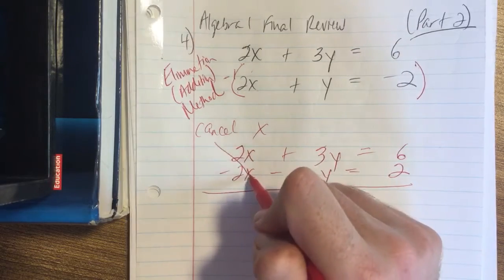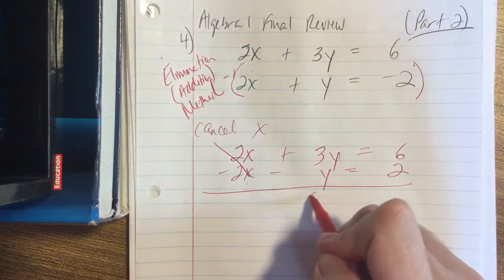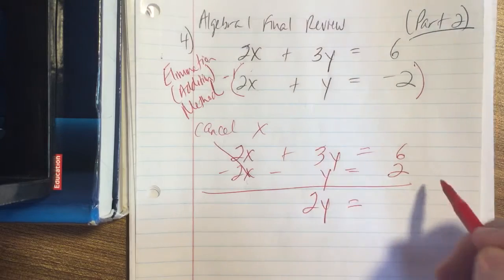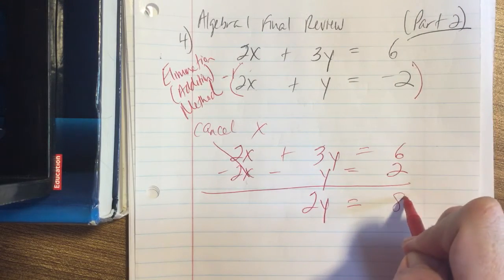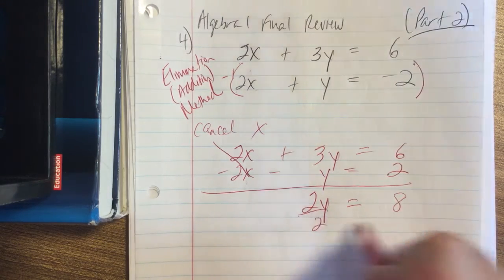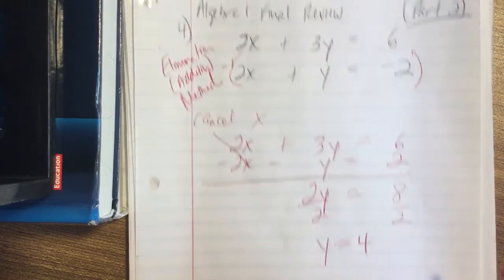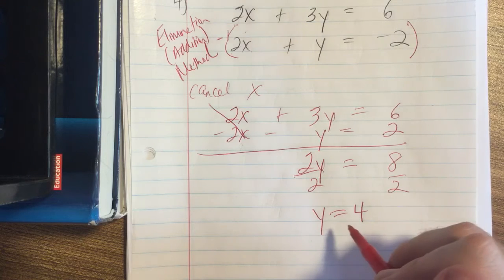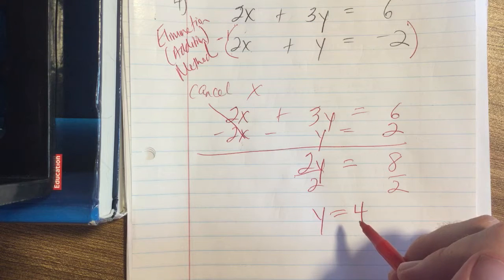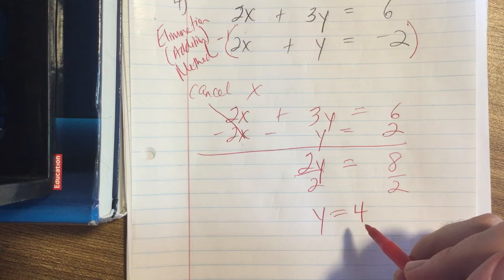2x minus 2x cancels out. 3y minus y is 2y. Equal sign comes down, add the 6 and the 2 to get 8. And then you would have to divide by 2 to get y alone. Y is equal to 4. However, we want the solution, which is the point of intersection of those two linear equations. So we also need to know what the x value is.